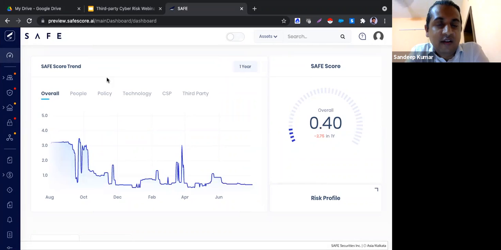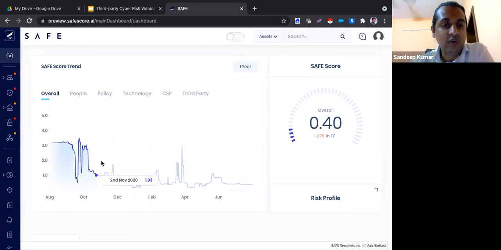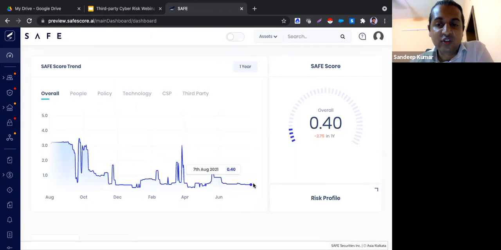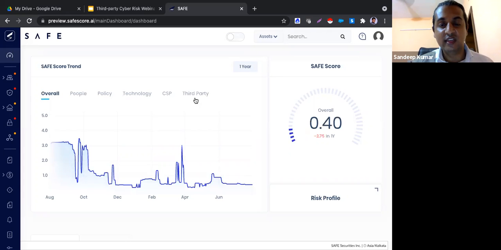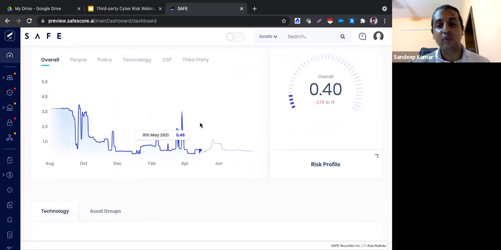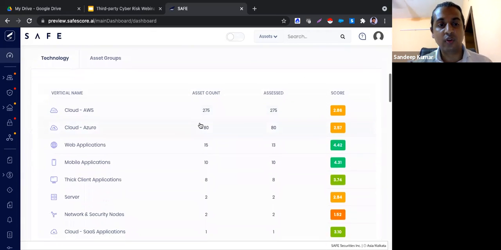So what you're seeing here is the SAFE platform that I was talking about. SAFE stands for Security Assessment Framework for an Enterprise. What you're looking at right now is the overall dashboard that shows the cybersecurity trend, or the quantification, of the organization. The current score as of today is 0.40 on a scale of 0 to 5. This is the overall organizational cybersecurity maturity score, which is further composed of the scores from the people vertical, policy vertical, technology vertical, the CSP, and the third parties as well.